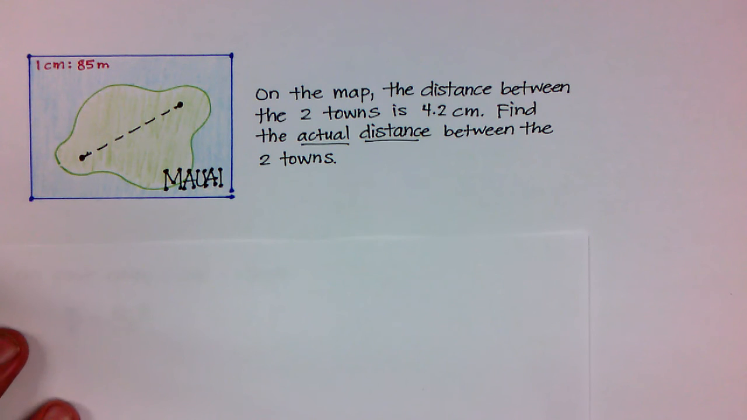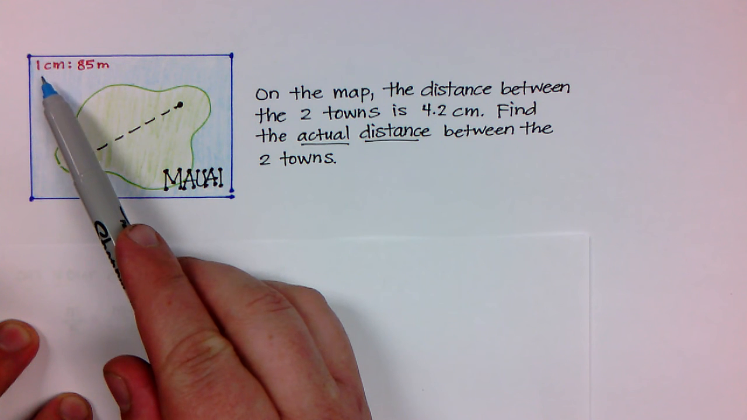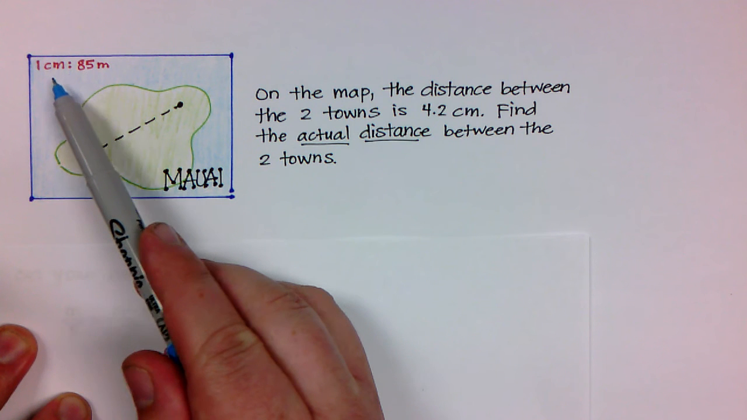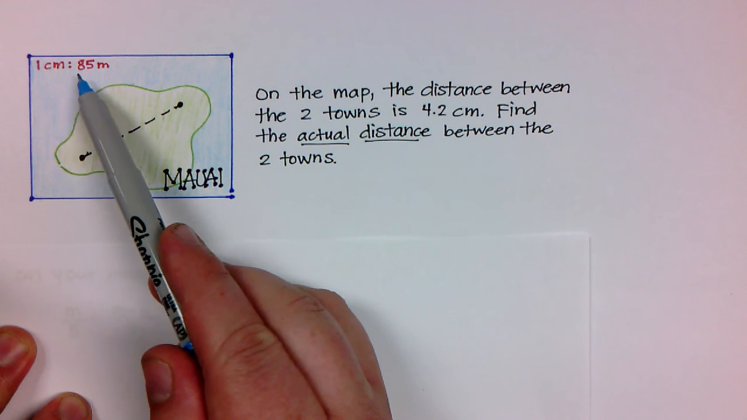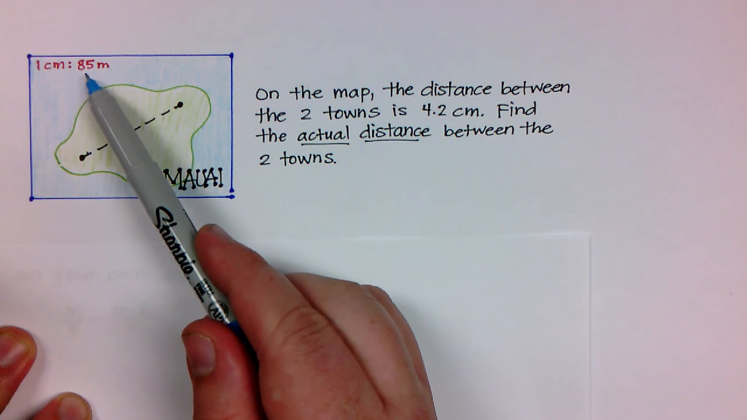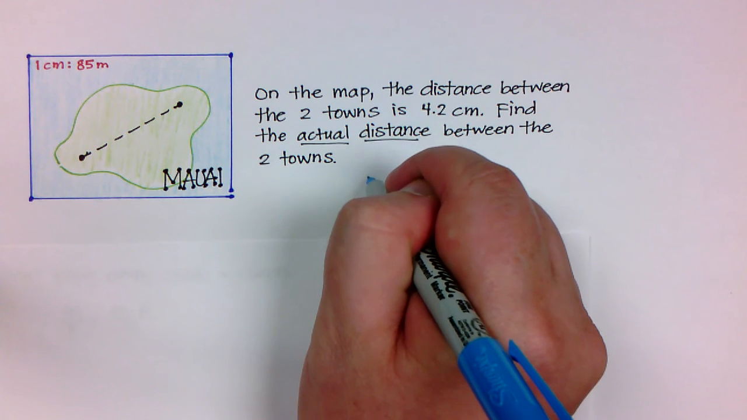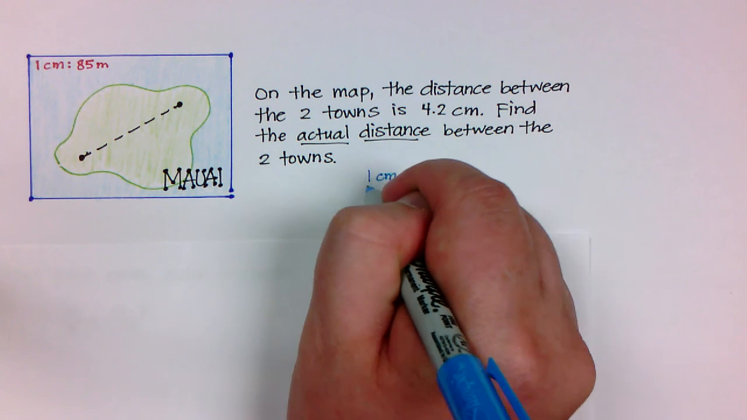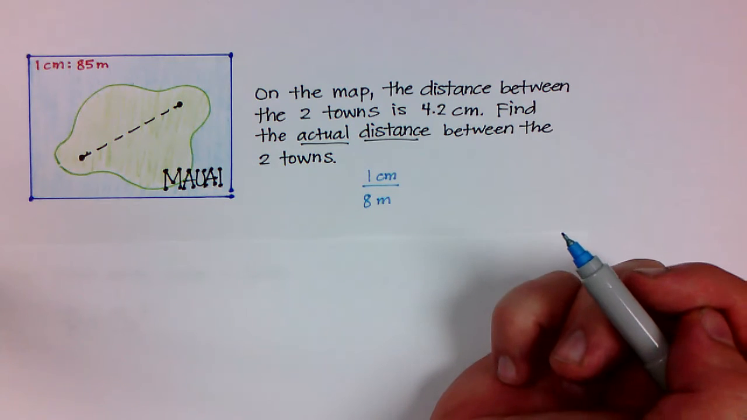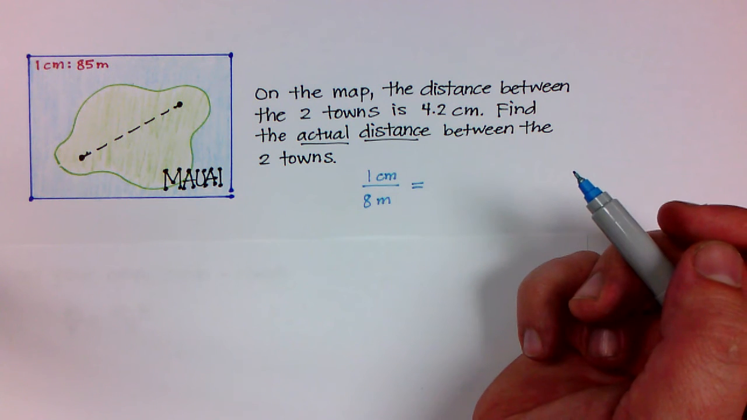Okay? So what you notice on a lot of maps is right in the corner. Might be in a bottom corner, top corner, but they're going to give you the scale of their map. And every map is going to be completely different. But in this scale, they said that 1 centimeter on the map in real life is 85 meters. So that's where I'm going to start, is by writing my scale. So 1 centimeter over 8 meters. Okay? And what I'm looking for is the actual distance.